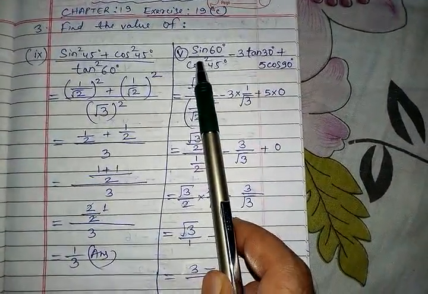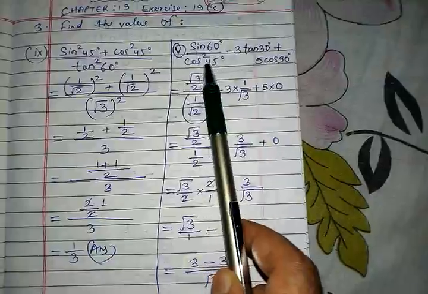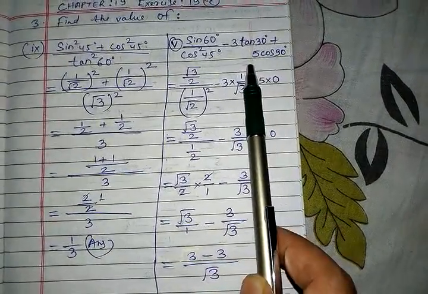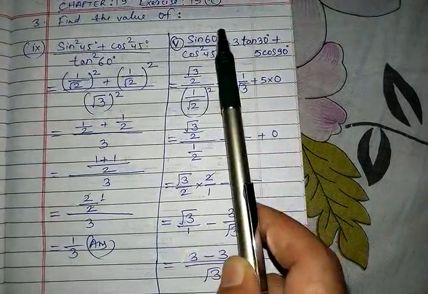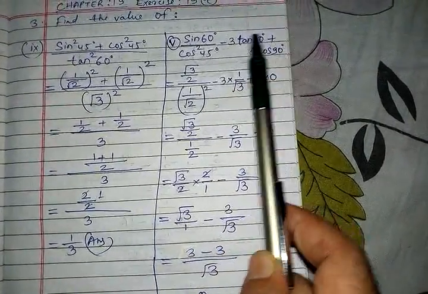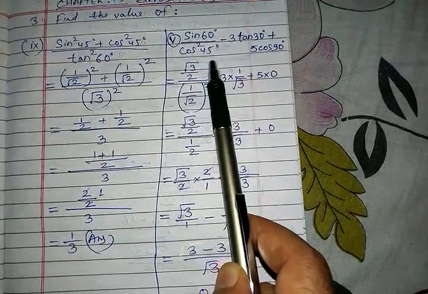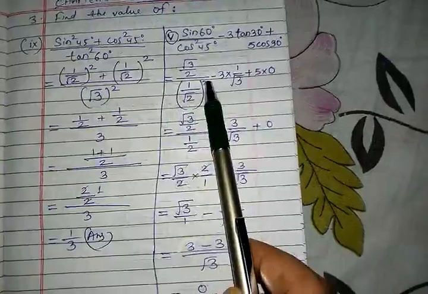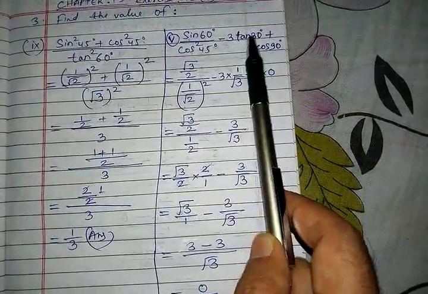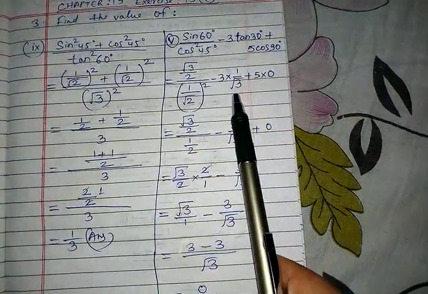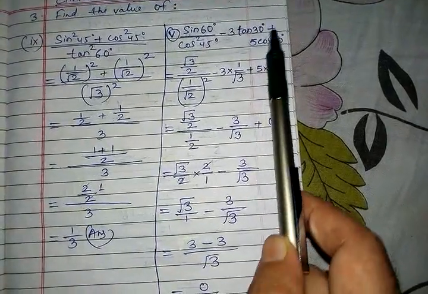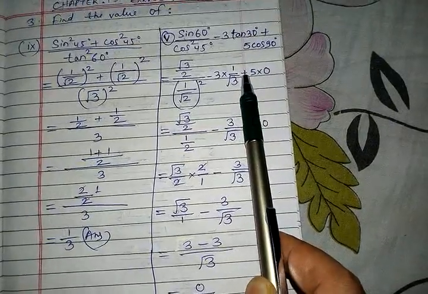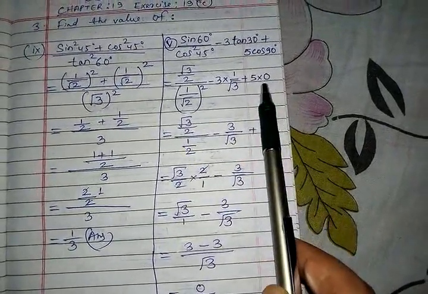One more question here. Sin 60 degree by cos square 45 minus 3 into tan 30 plus 5 into cos 90. So here we have a fraction and here we don't have a fraction. Sin 60 is root 3 by 2 and cos 45 is 1 by root 2, as there is a square, so whole square, minus 3 into tan 30, which is 1 by root 3, plus 5 into cos 90, which is 0.